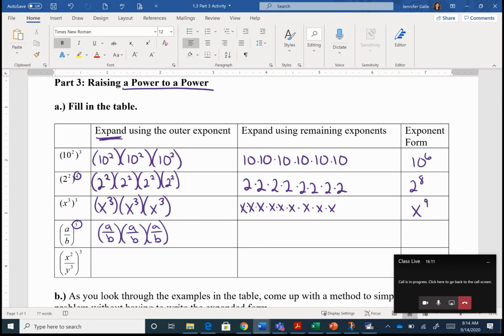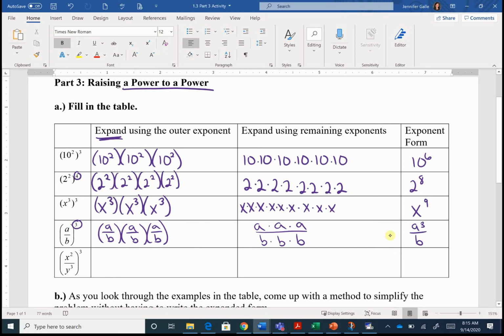All right, now it says expand using the remaining exponents. Do we have any exponents left? Well, we do, but what are they? Yeah, they're all 1s, right? So we just have an A and an A and an A in the top. And we have a B and a B and a B in the bottom, right? So how many A's do I have in the top? A to the what? Third. And in the bottom, we have B to the third also.